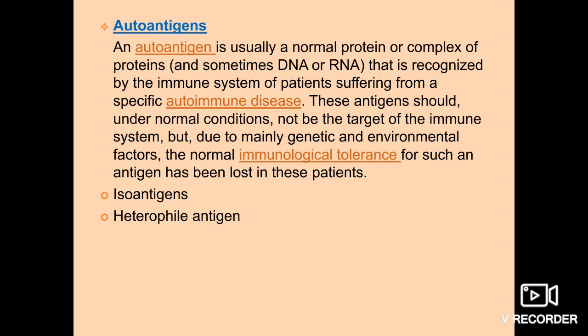Autoantigens. An autoantigen is a normal protein or complex of proteins recognized by the immune system of a patient suffering from an autoimmune disorder. Under normal conditions, these antigens should not be the target of the immune system. Immunological tolerance is the failure to mount an immune response to an antigen, and if the immune system responds to self, an autoimmune disease may result.